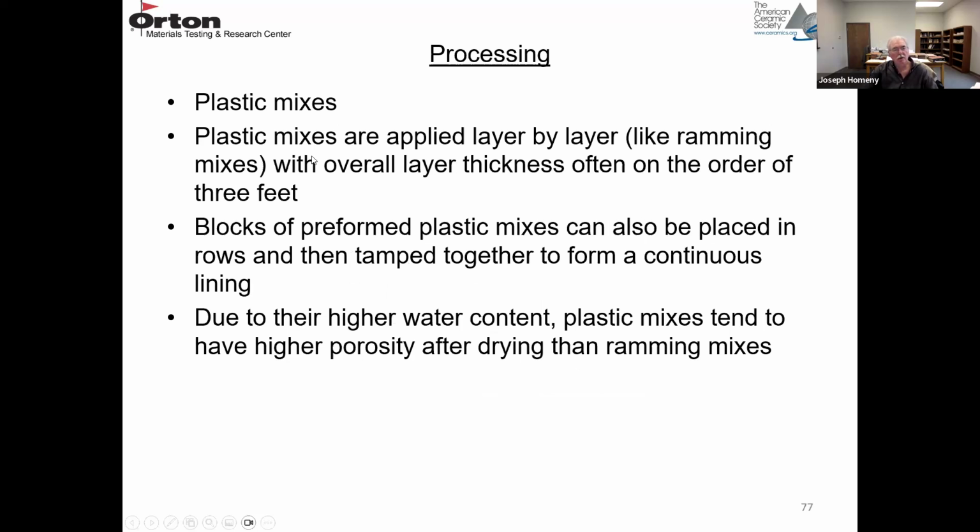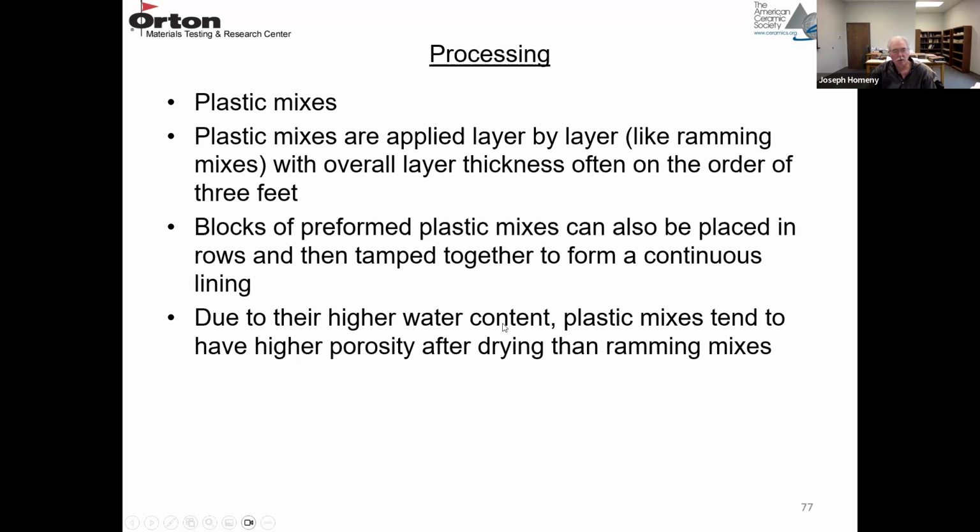So these plastic mixes are applied layer by layer by using a ramming tool, a hydraulic ear-type hammer, and they can be built up to thicknesses on the order of 3 feet. These blocks that I mentioned, usually about a cubic foot, are placed in rolls and rows, and then they're tamped together to form a continuous lining.